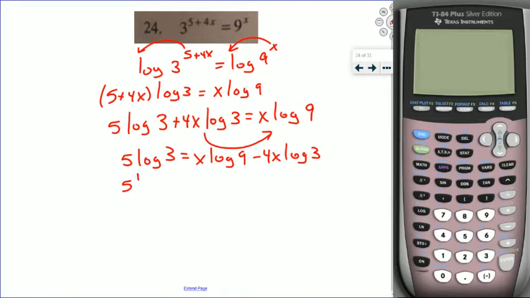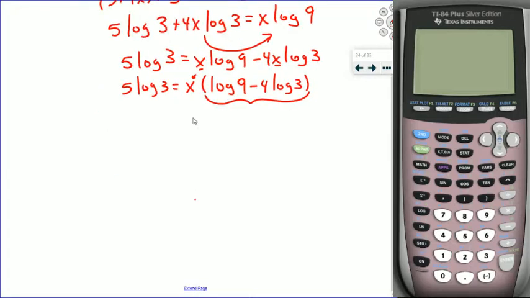So we have 5 log of 3 equals x times log of 9 minus 4 log of 3, because we factored out the x from both of these terms. We factored out that x, and it is now right here. So then we want to get x by itself, so we're going to divide both sides by that whole thing, and we're left with 5 log of 3 over log of 9 minus 4 log of 3 equals x.